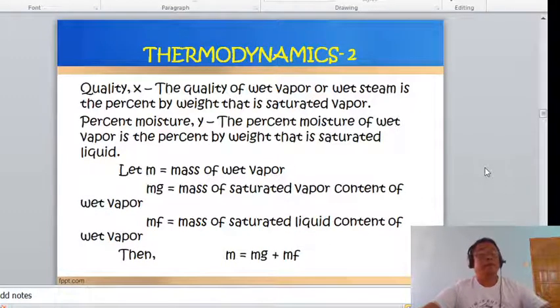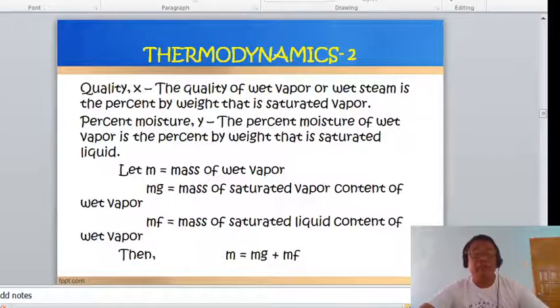Another class, we have here the quality. Quality is designated as X. So, the quality of wet vapor or wet steam is the percent by weight that is saturated vapor. Percent moisture is designated as Y. The percent moisture of wet vapor is the percent by weight that is saturated liquid. So, take note class that the mass of the saturated vapor plus the mass of the saturated liquid is, of course, the total mass.